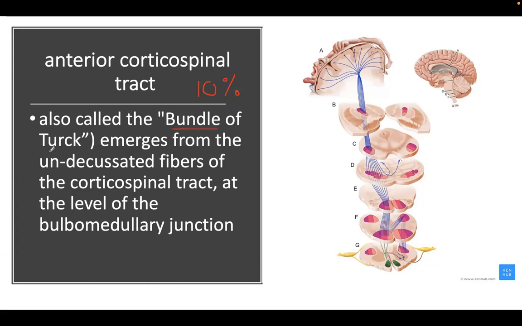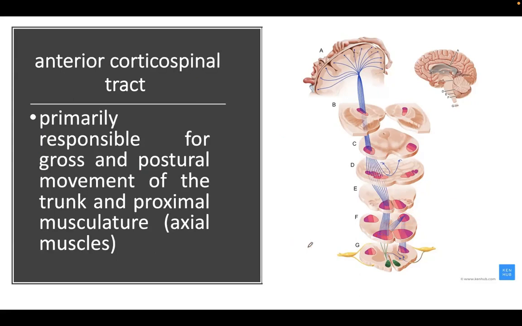This is also known as the bundle of Turk. Remember this. The bundle of Turk emerges from the undecussated fibers of the corticospinal tract. Look at this here. Undecussated fibers. The decussation occurs here. This is the one that becomes the lateral. The undecussated fibers, this is the anterior corticospinal tract. This occurs at the bulbomedullary junction.